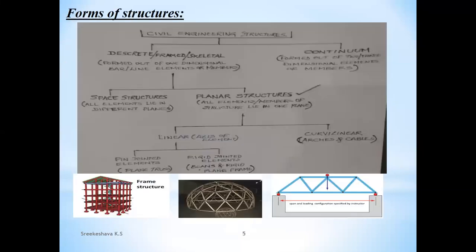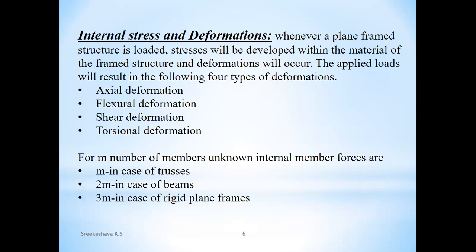Next is the forms of structures. Civil engineering structures are generally classified as framed structures and continuum structures, but framed structures are very, very important. In framed structures, we have space and planar. Once again, you have rigid frames and plane frames. Nothing more than this. So these are all known. This is very, very important.